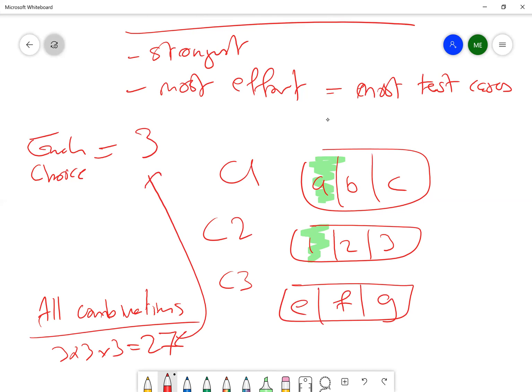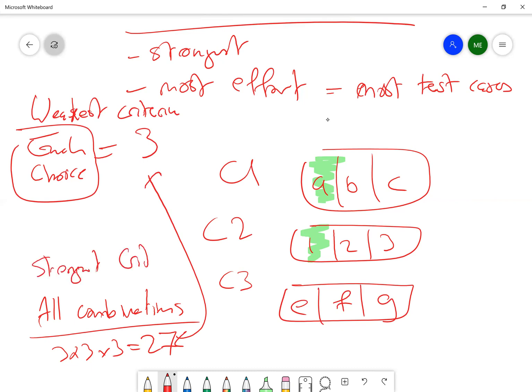All right. And so we've established the weakest criteria, that's each choice, and we've established the strongest criteria, which is all combinations. And in the middle, we're going to be picking a number of criteria so that we don't have to go to either extreme. Okay, sure, we can use all combinations if the number of criteria is small and the number of blocks in those criteria is small.